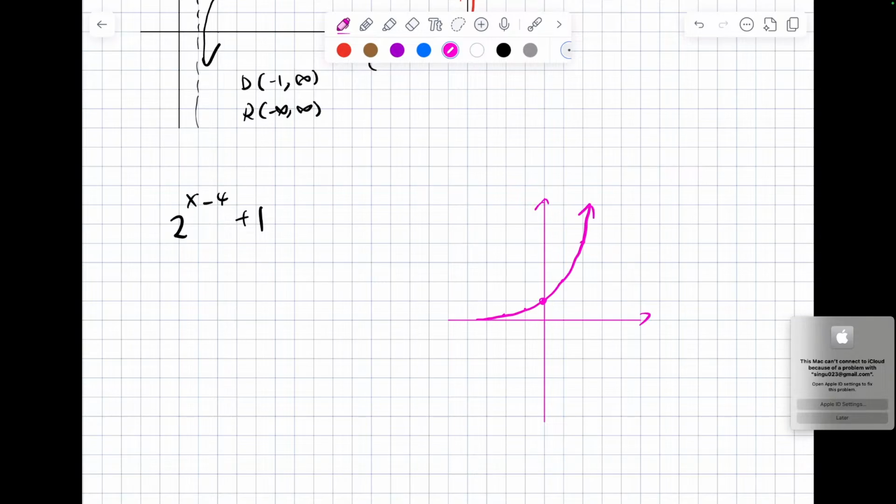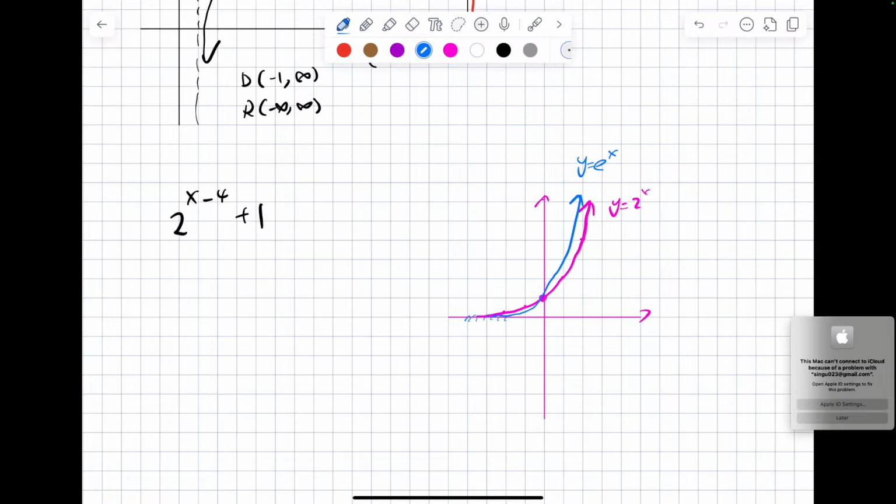Even e to the x looks really similar, like this. This is y equal to e to the x. So it doesn't matter what value it is, it's always going to that one point and always has the same asymptote, which is right here.